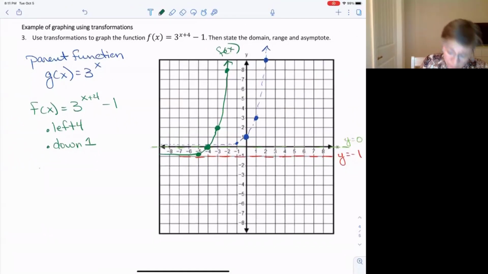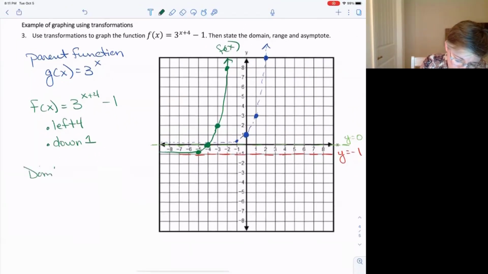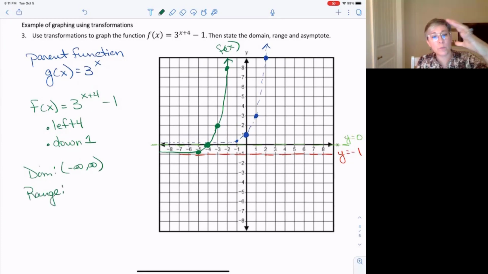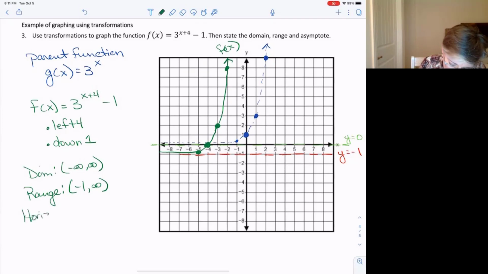So the domain of f of x doesn't change. It is still from -infinity to infinity. It's going to keep going. But our range has changed because the graph has moved down 1 unit. So instead of being above 0, it's now above -1 to infinity. And where the graph starts, that's pretty much where our new asymptote is going to be. So our horizontal asymptote is now y equals -1.